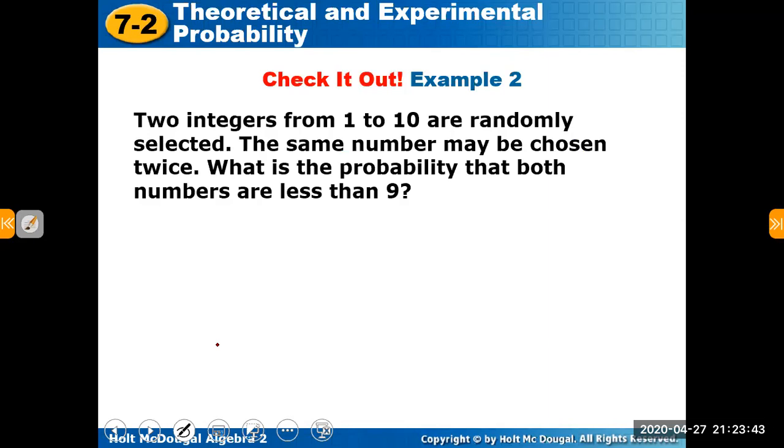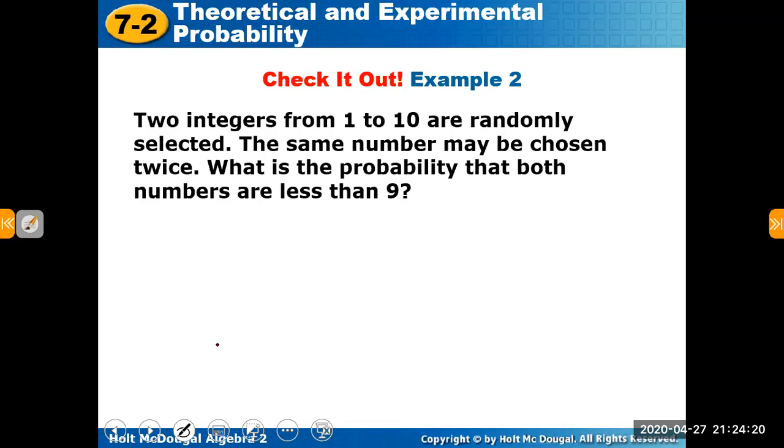So two integers from 1 to 10 are randomly selected. The same number may be chosen twice. What is the probability that both numbers are less than 10? So, I mean, less than 9. Both numbers are less than 9. So, how many numbers we have less than 9? So, we have from 1 up to 8. So, there are 8 numbers that are less than 9.